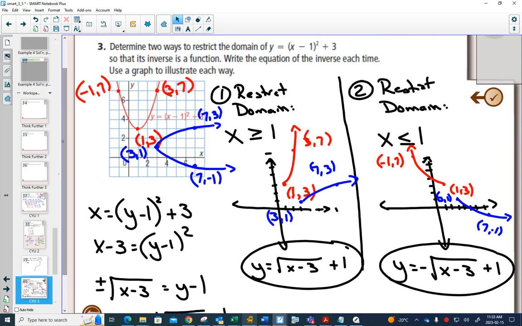When you're finding the restricted domain, you are looking at your original graph, you're trying to find the vertex, and you will always cut it in half. So in this case, my x-coordinate of my vertex was 1, so I took bigger than 1 and less than 1. Okay? If your vertex is at a different place, that's going to change your restriction. If your vertex was at 7, 8, your x-coordinate is 7, then you would do x is bigger than or equal to 7, and x is less than or equal to 7.